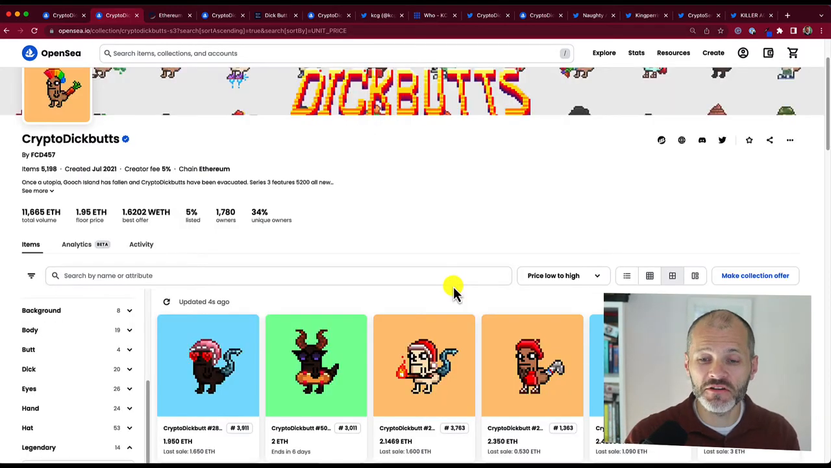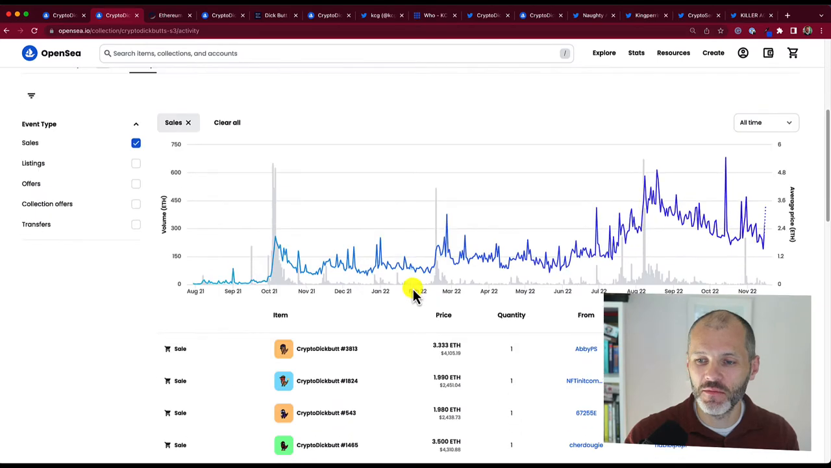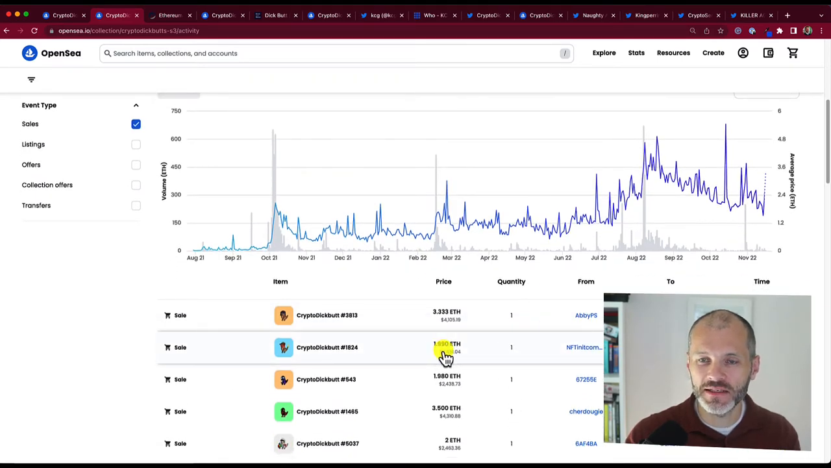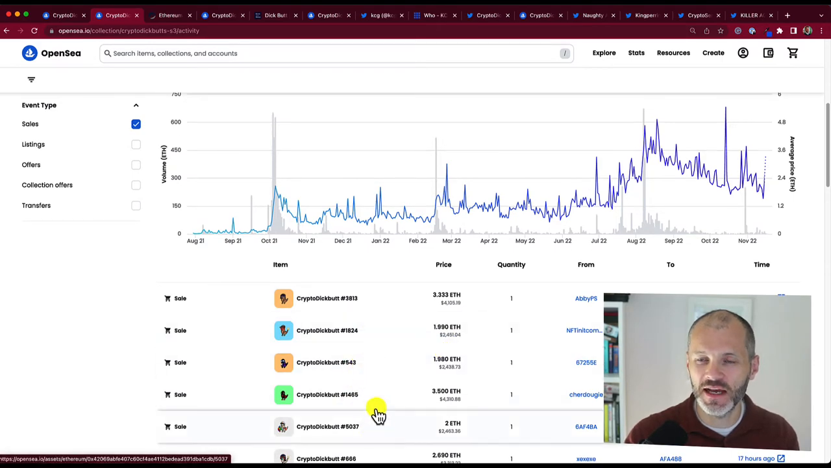Of course, if you're looking for an entry point into Crypto Dick Butts, it'll currently cost you a little under 2 ETH. If you go to the activity section of OpenSea, you can see what some of the more recent sales were. Approximately $2,000 to $2,500 for some of the Crypto Dick Butts near the floor.